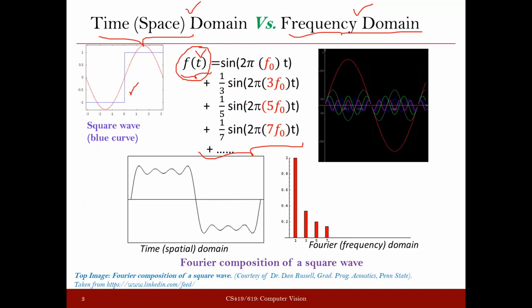Okay. And one more thing we need to tell along with the frequencies, that I think I did not mention in the last class, is the coefficient. So you have to tell what is the frequency and what is its coefficient. So for example, for f0 the coefficient is 1. For 3f0 the coefficient is 1/3. For frequency 5f0, the coefficient is 1/5.